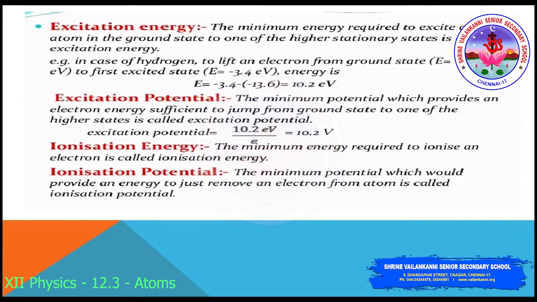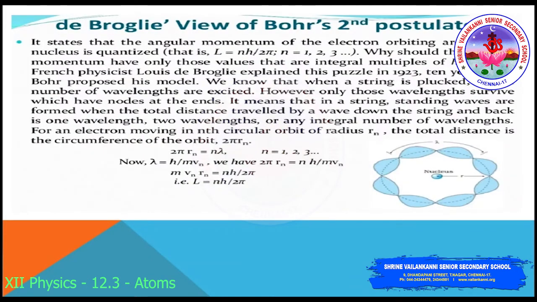The ionization energy is E infinity minus E1, which is equal to 0 minus of minus 13.6, so you will get 13.6 electron volt as the ionization energy of the electron. The ionization potential is the minimum potential which would provide the energy to just remove an electron from the atom. Now, de Broglie's explanation of Bohr's second postulate.